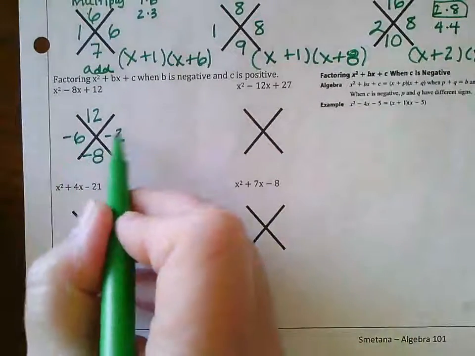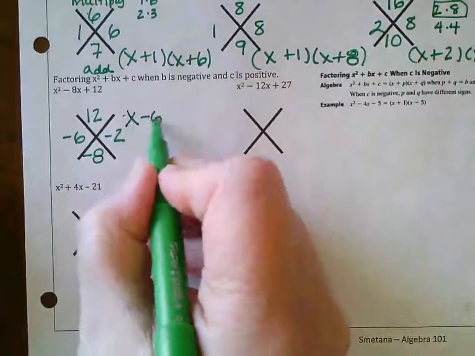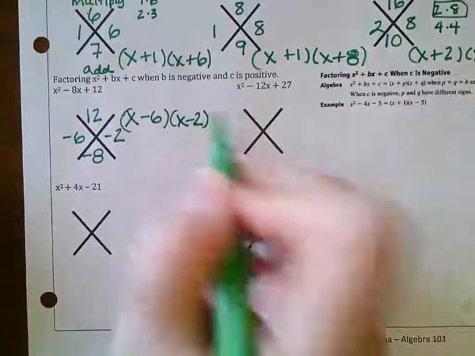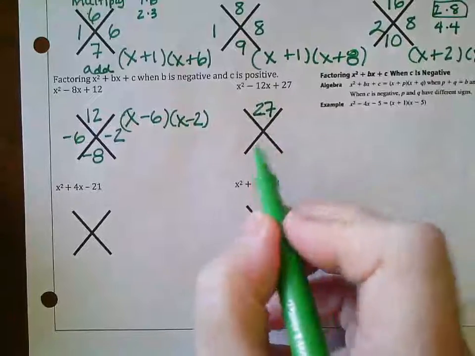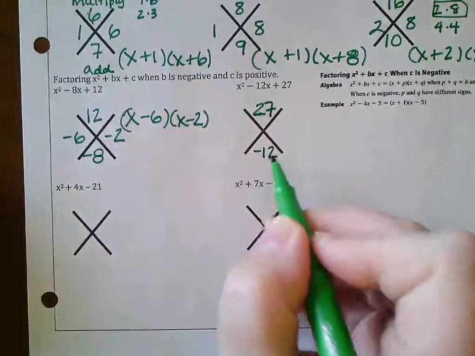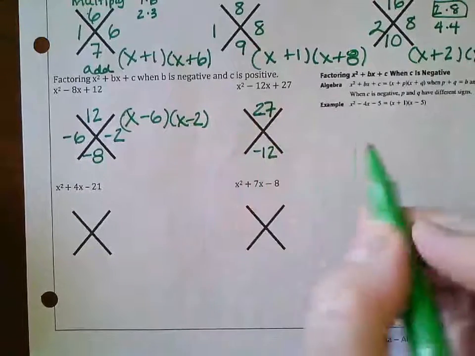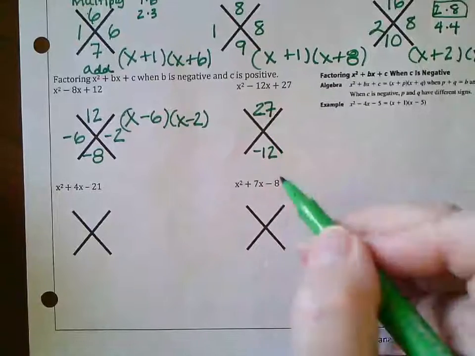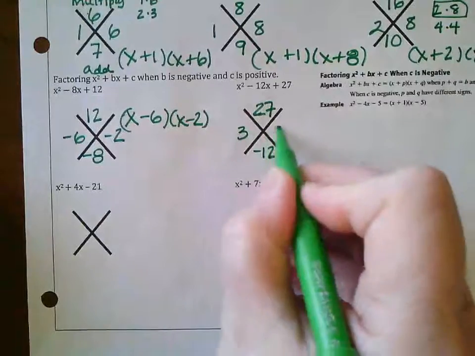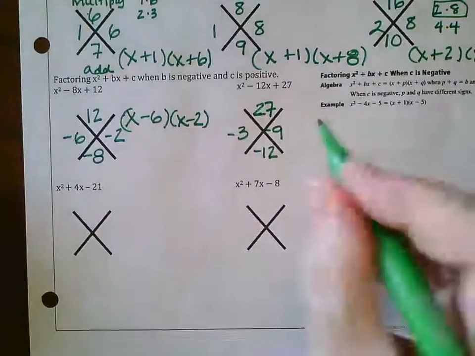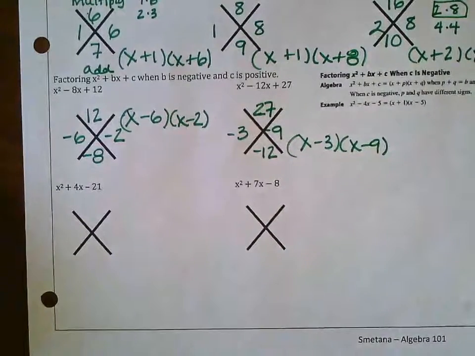And you can check this, right? Adds up to equal negative 8, multiplies to equal positive 12. And so that becomes x minus 6, x minus 2. Try it again. So 27, negative 12. You can see if this is negative right here, this is going to be a negative and a negative. So take a look at that and figure out the factors of 27. So it's 1 and 27 and 3 and 9. And that's pretty much it. So 3 and 9. So x minus 3, x minus 9, and you're done.